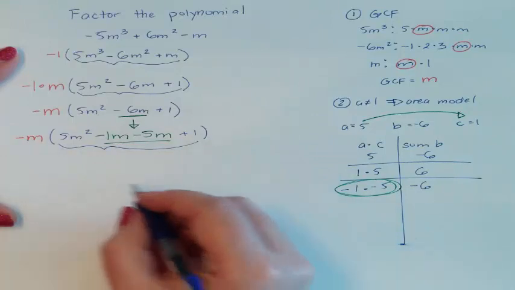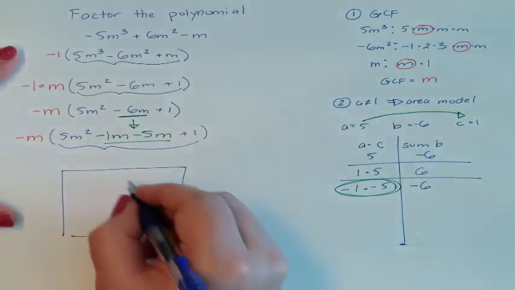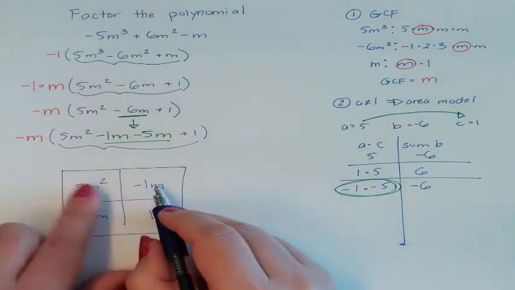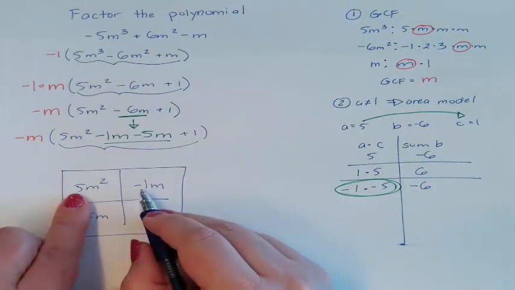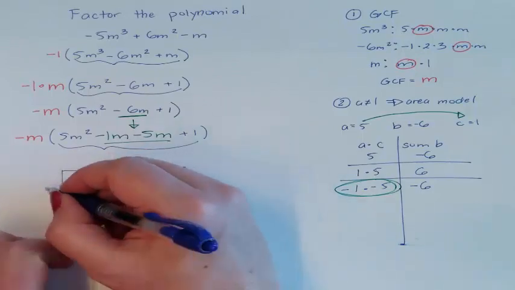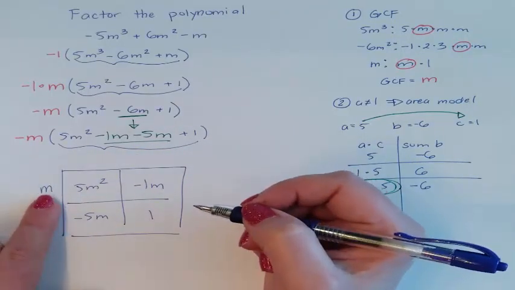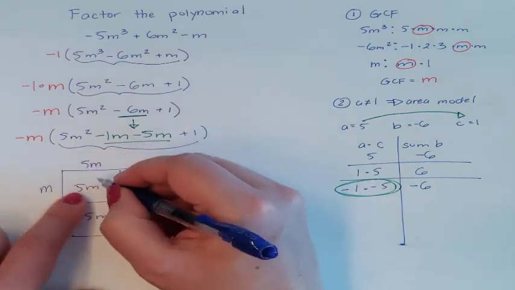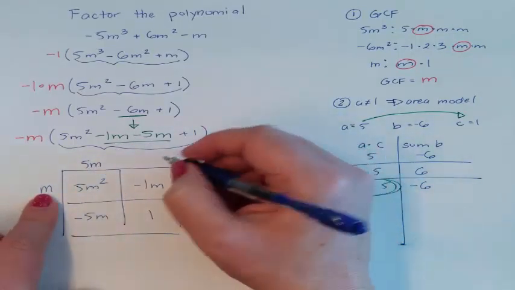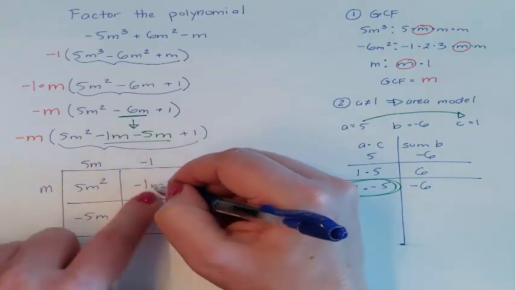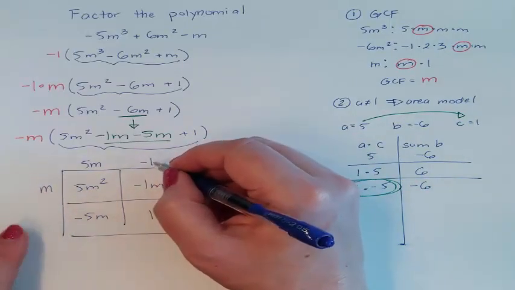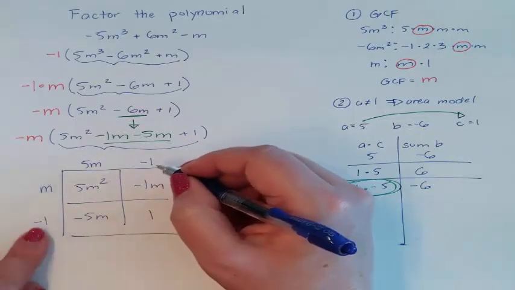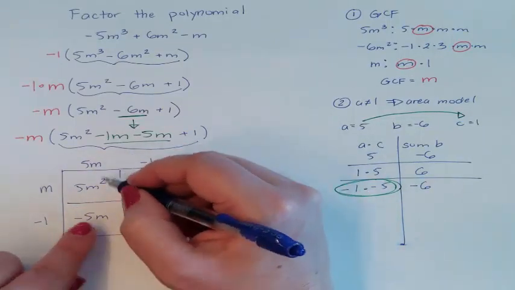Now that we have 4 terms in here, we are allowed to use our area model. So looking in the top, 5 and negative 1 do not have a factor in common. M squared and m have an m in common. So as soon as I have 1, I'm going to multiply it to rest. M times 5m is going to give me the 5m squared. M times a negative 1 will give me the negative 1m. Negative 1 times negative 1 will give me the positive 1. Negative 1 times 5m gives me the negative 5m.